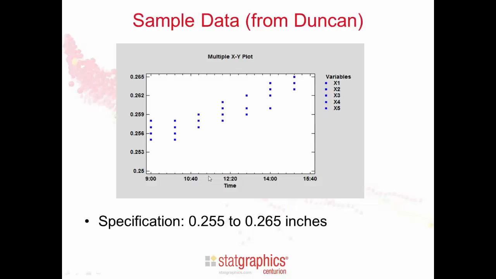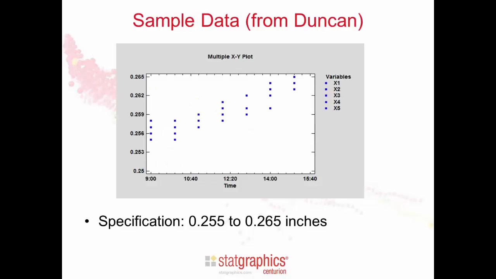Now, there's also a specification for the item, for the measurements. The specification is 0.255 to 0.265. What we would like to do is create a control chart for this data. But the control chart is going to have to take into account the fact that we expect the mean to change as the tool wears.